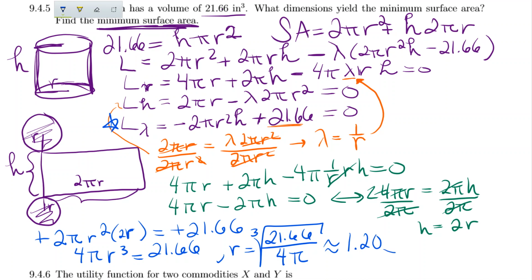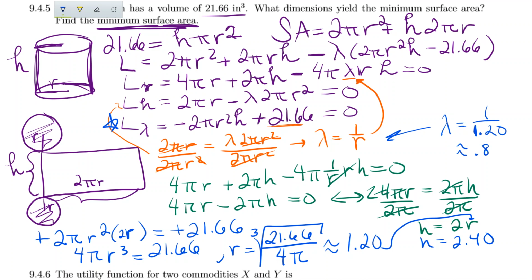But now that I have what r is, I can use that to find h. My h is twice that, so h is going to be 2.40. I can also use r to tell you what lambda is if you want. It happens to be 1 over 1.2. Come on, there we go. For some reason it didn't want to write that one. And 1 divided by 1.20 happens to be about 0.83-ish. It's like 0.8 and then the 3 repeats forever. Clearly there's some thirds in there.